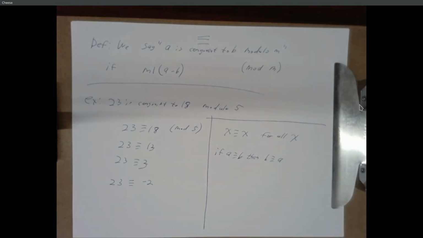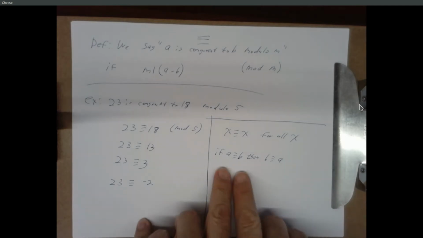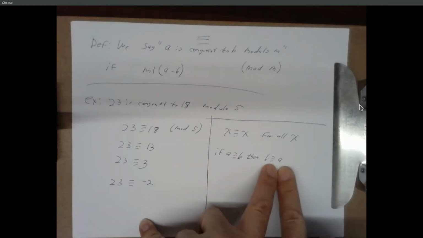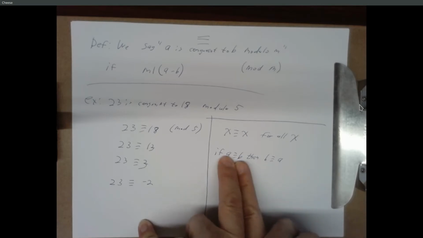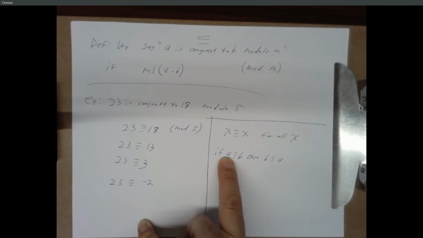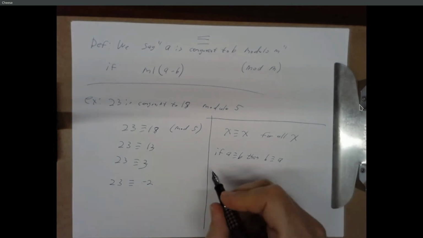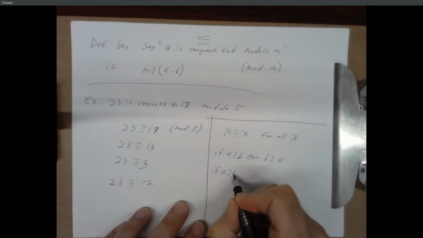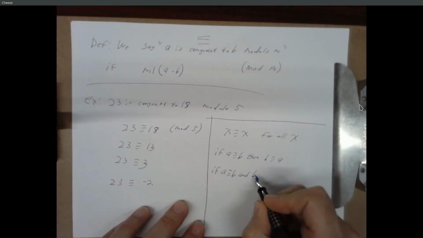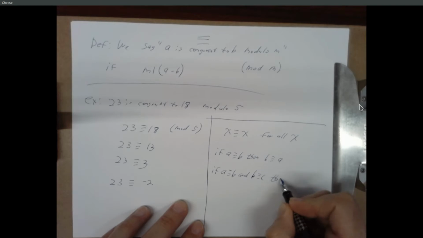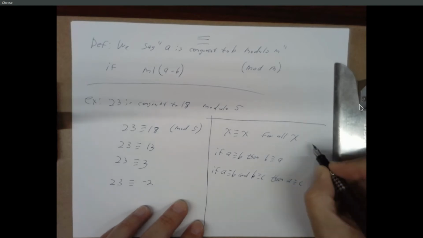We can also note that if A is congruent to B, then B is congruent to A. Why? Because this says a minus b is divisible by whatever modulo you're working over. And this says b minus a is divisible by that. Well, b minus a is just the negative of a minus b. And if 15 is a multiple of 5, then minus 15 is also a multiple of 5. So we get this automatically. This is all modulo m.